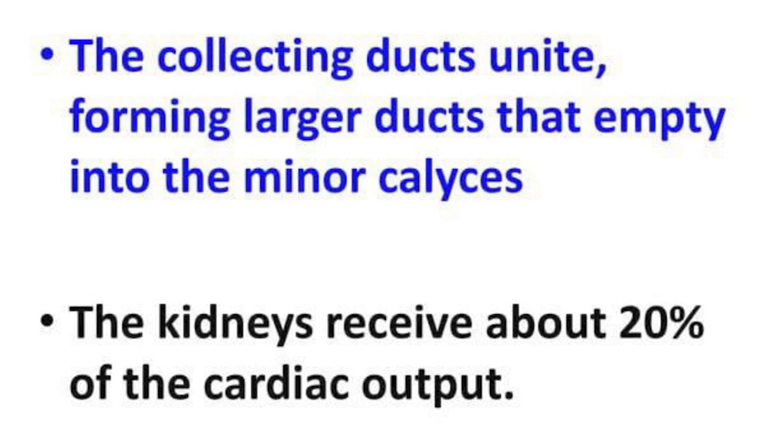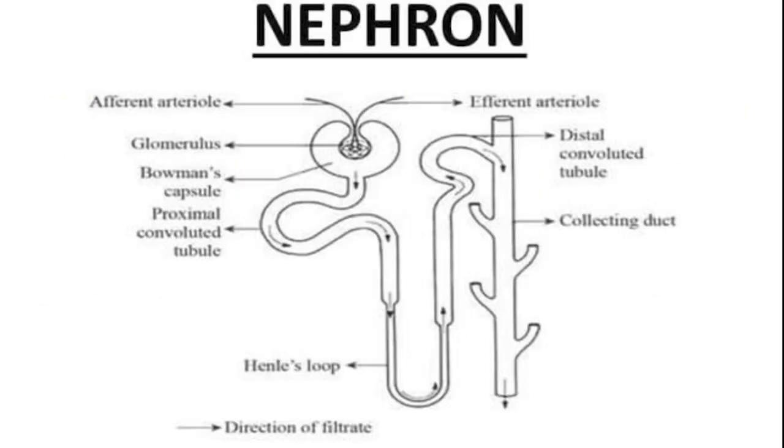The collecting duct is mainly present in the minor calyx part. The kidney receives 20% of the cardiac output. So this is the structure of the nephron. It contains different parts: arteriole, afferent and efferent arteriole, distal convoluted tubule, then collecting duct, collecting tubule, and then Bowman's capsule in the upper part, containing Bowman's capsule and glomerulus.